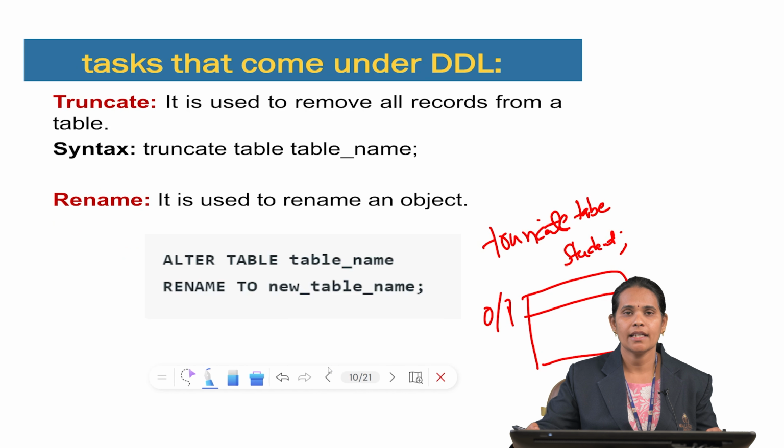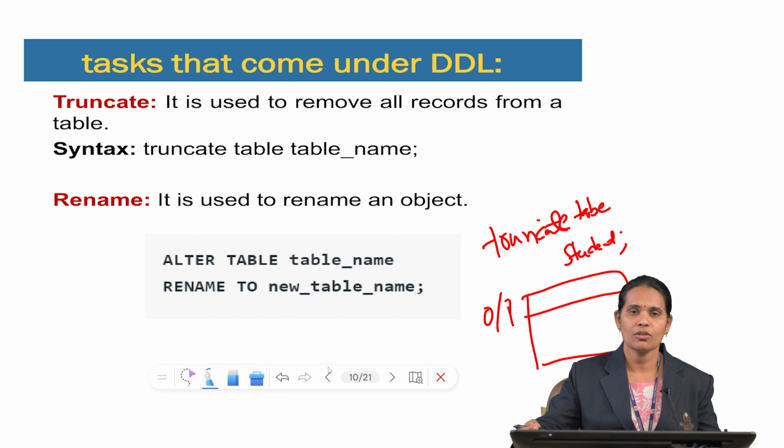So DDL is used to create the logical structure of the database, or we can modify the structure of the database with the help of data definition language. In order to modify and create tables or databases, we use 5 different commands. The create command is used to create tables or databases. Alter table is used to alter the existing table. Truncate is used to remove all the records from the table, and rename is used to rename an object.